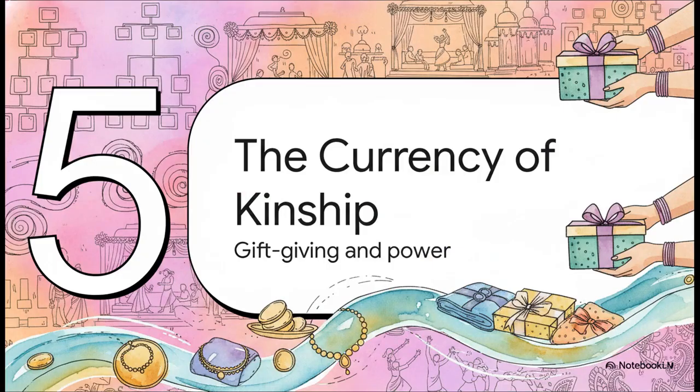Okay, for our final section, let's look at how all these abstract rules and ideas become real and visible. You know the saying, follow the money? Well, here, we're going to follow the gifts. We're talking about the currency of kinship and how wedding gifts reveal everything about power, status, and family structure.